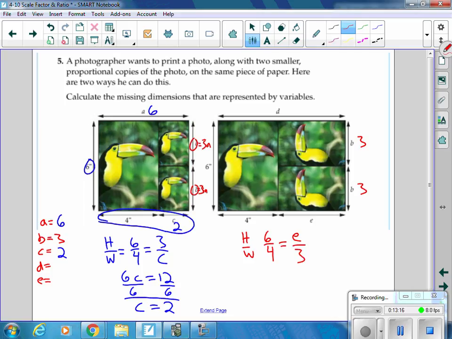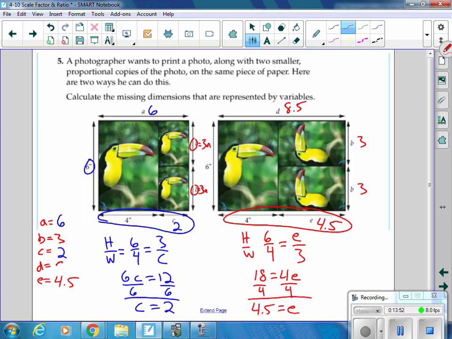So when I go ahead and do that, I can do 6 times 3 is 18. 4 times E is 4E. Now when I divide by 4 here, I'm actually going to get a decimal of 4.5. Okay, so now I know E is 4.5. And I can go ahead and figure out D now because D is the same as these two combined. So 4 plus 4.5, that's going to give me 8.5 for letter D. So now I have A, B, C, D, and E all figured out.